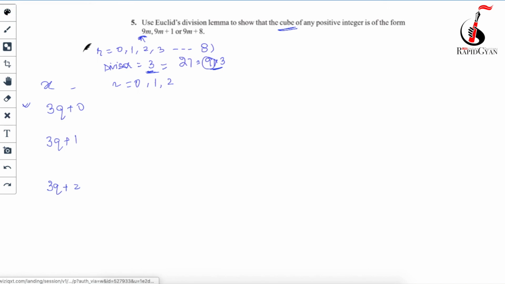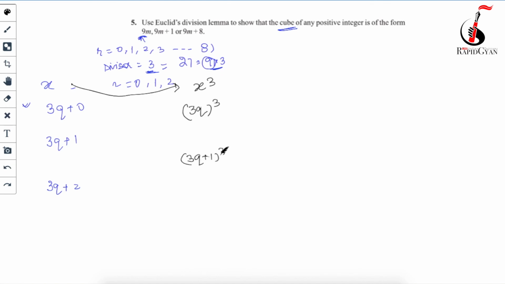Let me change the pen color. So x will become x cube. This I will write as (3q) cube. This I can write as (3q plus 1) cube, and the last one I can write as (3q plus 2) cube. Okay, so (3q) cube will be simply 27q cube.